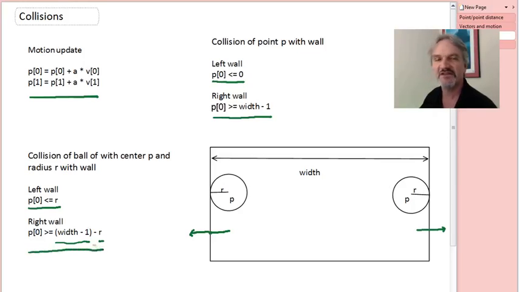So these are some conditions for figuring out whenever a ball is actually moving off the left or the right-hand side of the canvas. You're going to need to do a little work in Pong, but not too much. Okay, let's talk about now what would happen if we're trying to actually simulate the effect of the ball being reflected off the side of the canvas.